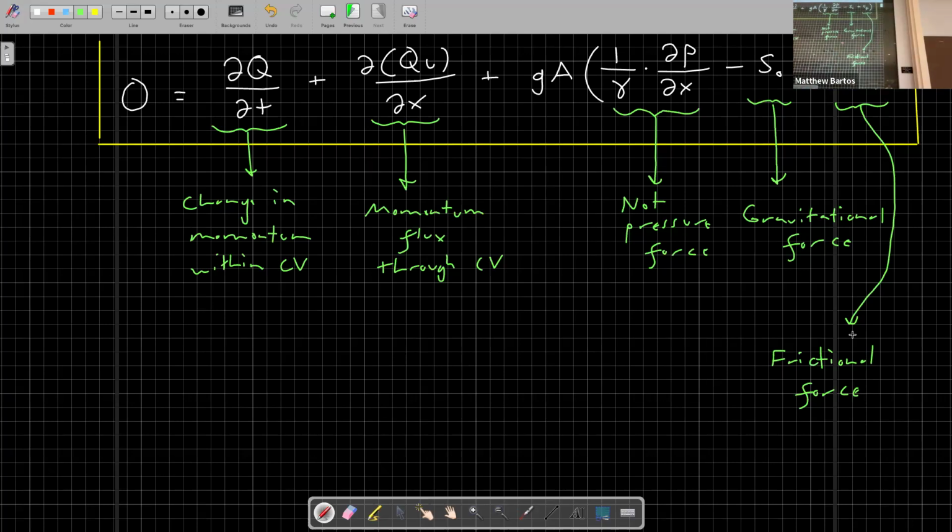In the next class, we will be using this equation to formulate the energy equation, which we'll be using extensively throughout the course. Okay, so I will see you all next week on Tuesday, and just keep posted for announcements. Thank you.